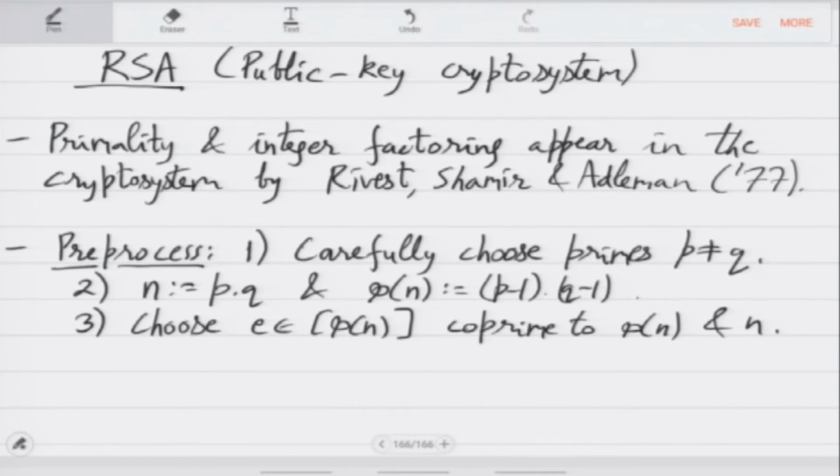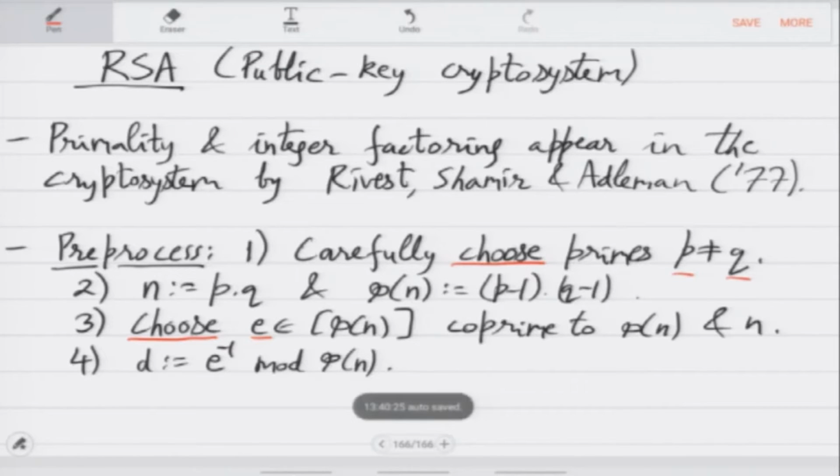Okay, and compute E inverse mod phi n. Since E is co-prime to phi n, the inverse will exist. So we chose P, Q, and we chose E, right? P, Q, E are the three choices, and based on this your bank has a public key and a private key.